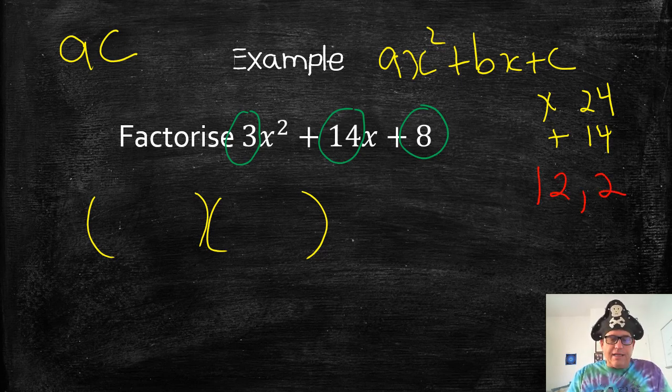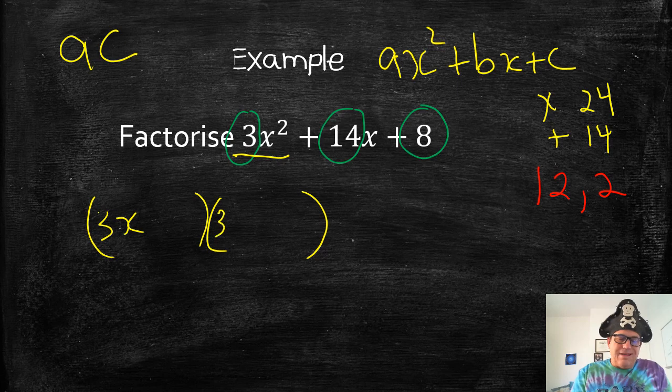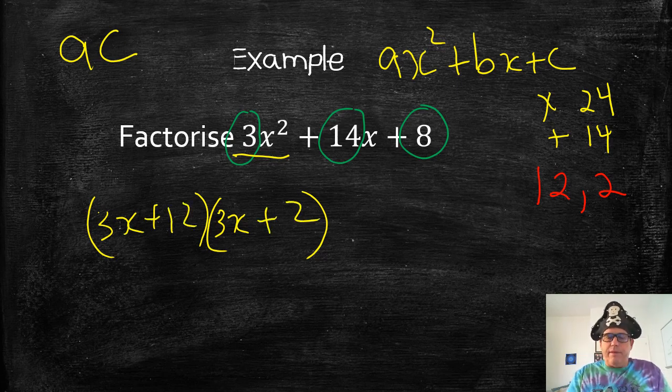So back to our brackets then. Since it was a 3x squared, I'm going to write 3x for both of these. Now you might be thinking, that's not going to be right. You're going to see what happens here in just a minute. Just trust me that this is going to work. Whatever a is, that's how we're going to start. And I have 2 and 12, so now it doesn't matter which bracket I put them in. The 2 and the 12 doesn't matter.